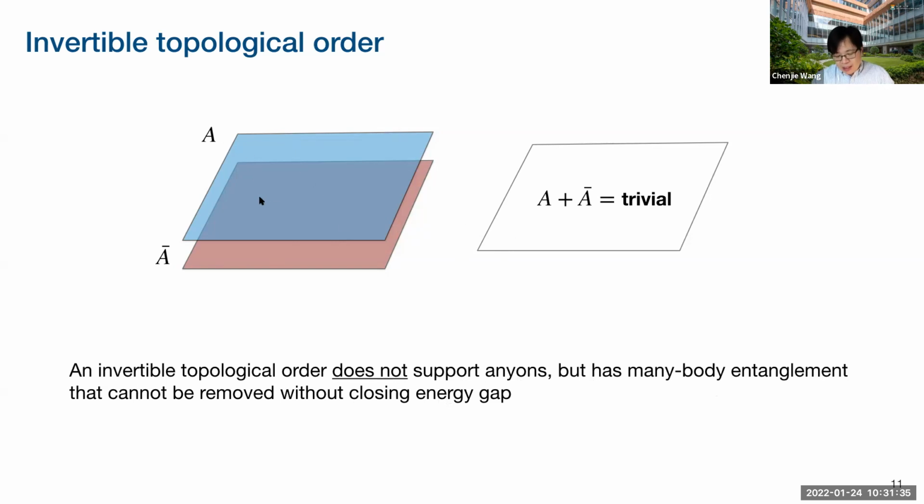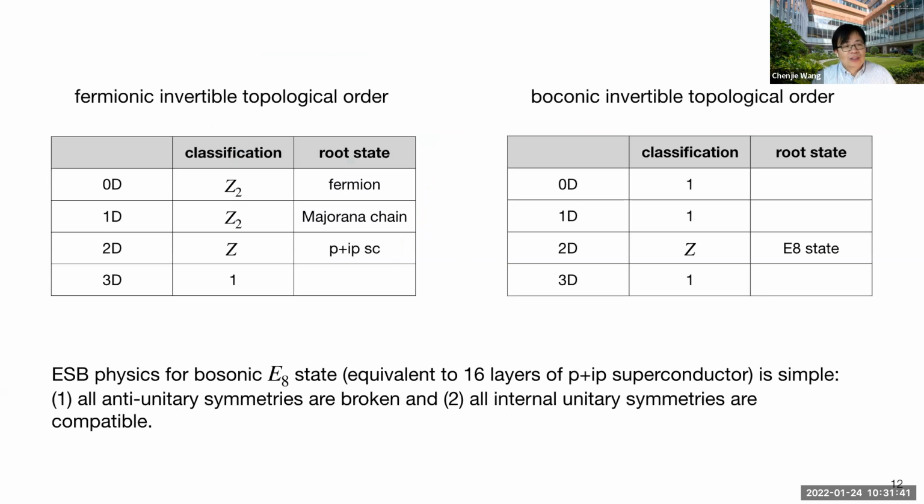While this sounds strange, what do you mean by a topological order without anyons? Actually, the examples are all well known. It's all classified. In fermion systems, fermionic invertible topological orders, you can consider low dimensions: 0D, 1D, 2D, 3D. In 3D there's none, so it's trivial. But in 2D, the invertible topological orders are believed to be all these p+ip superconductors.